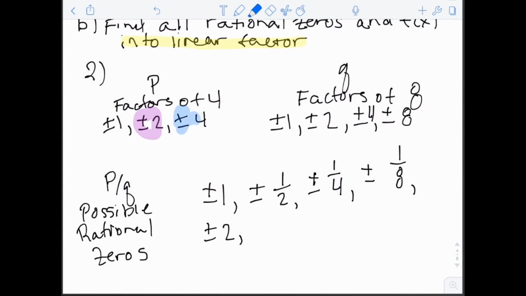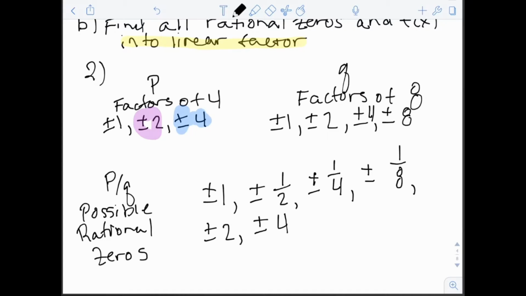So now we can move on to our last one, which is going to be this plus or minus 4 here, divided by all of our elements of our factors of 8. So plus or minus 4 divided by plus or minus 1, that gets us plus or minus 4, which we don't have yet, so let's write that. And plus or minus 4 divided by plus or minus 2 is a plus or minus 2, we already have that. Plus or minus 4 divided by plus or minus 4 is a 1, again we already have that. And then a plus or minus 4 divided by plus or minus 8 is a 1/2, which we already have.